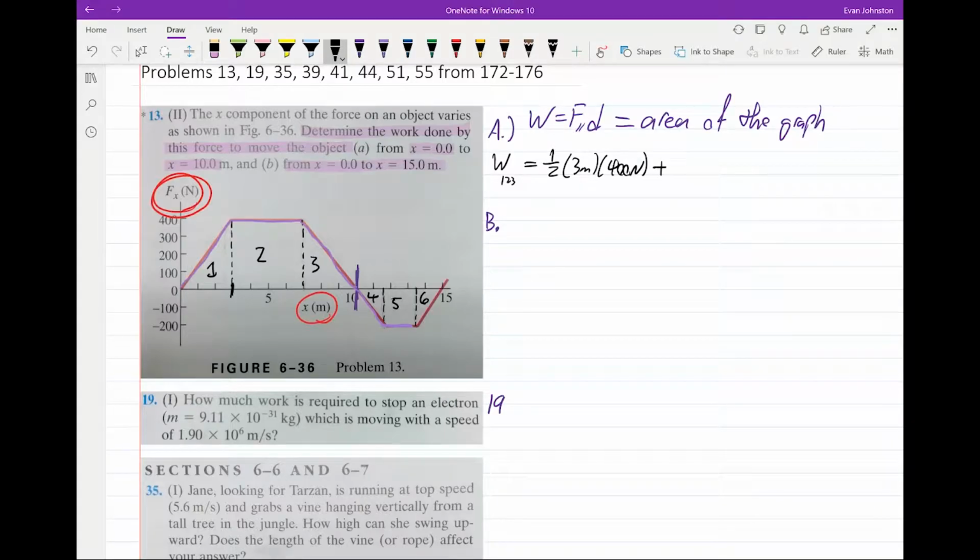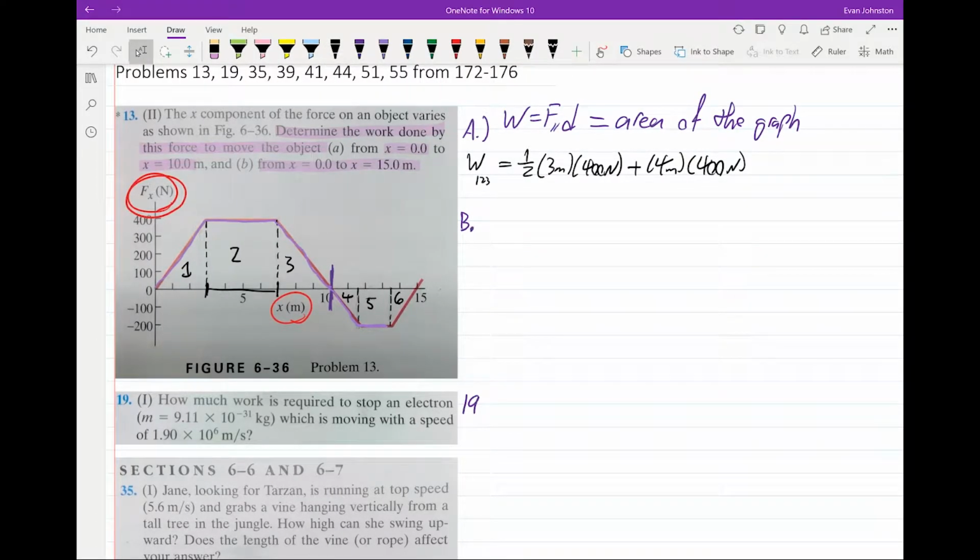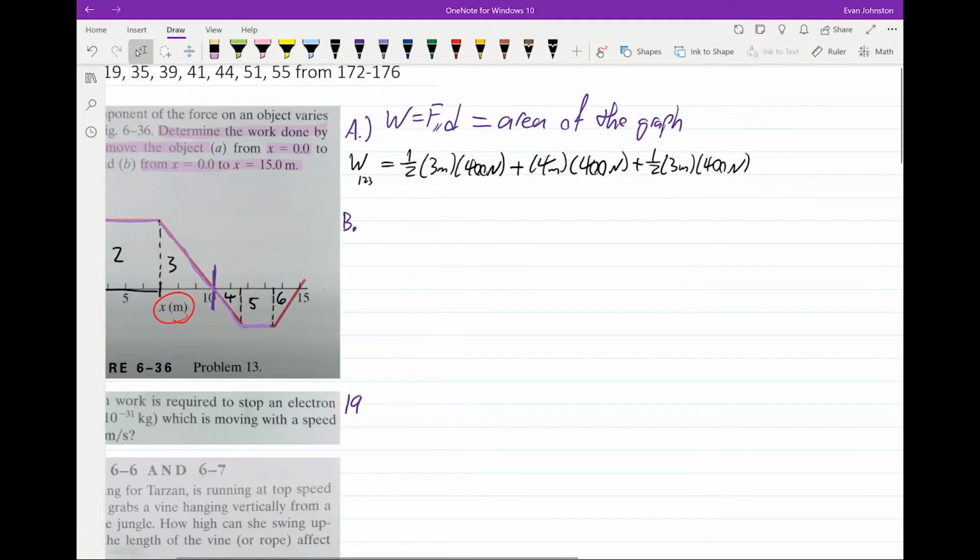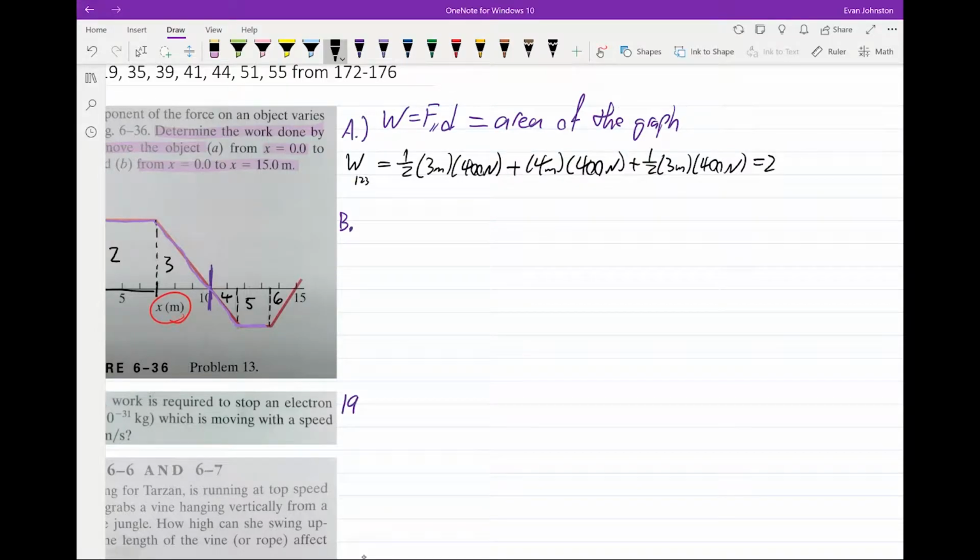And then plus, now we have the area of section 2. That's just a rectangle, length times width. We're going from 3 to 7, so the distance here is 4. So we have 4 meters times our height of 400 newtons. And then we have this last little section, again a triangle, and it's the same width. We're going from 7 to 10, so we have 3 meters, and the height was 400 newtons. So I put all this into my calculator, and I get that our work done was 2,800 joules. That's all we had to do.